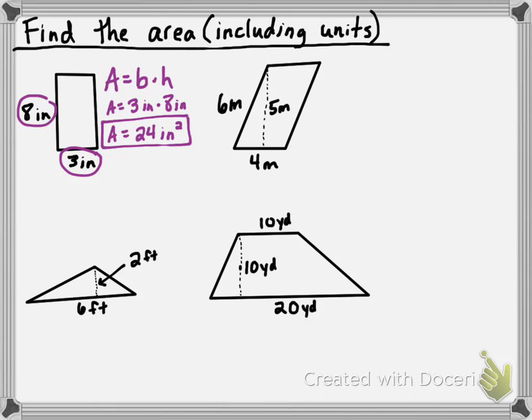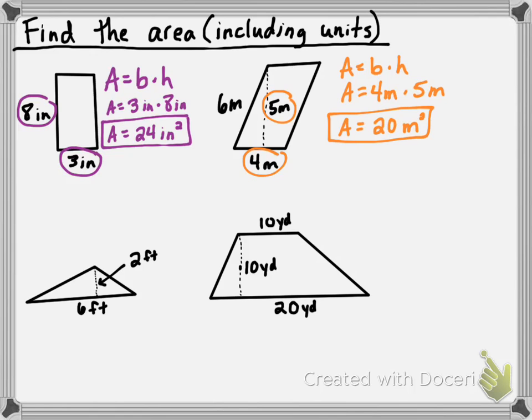Alright, next we have a parallelogram. So the area is base times height. That's the 4 meters and the 5 meters. Again, I don't need the 6 meters. It's just extra. I don't need it. So I have 4 meters times 5 meters. So I get that the area is 20 meters squared.